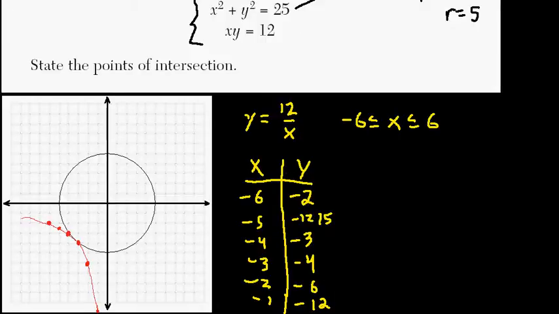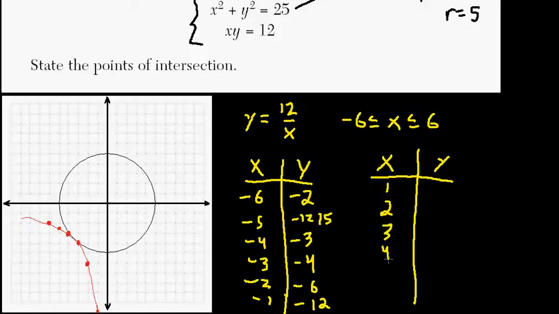Okay, and then we should also do this for positive values. So we'll make an XY chart and we'll graph it. We should know there's symmetry here, but just to be complete, we'll go through and do it this way. If x is 1, y is equal to 12. If x is 2, 12 over 2 is 6. If x is 3, 12 over 3 is 4. If x is 4, 12 over 4 is 3. If x is 5, we have again 12 over 5, which, like I said, doesn't reduce. If x equals 6, we have 12 over 6, and that is 2.